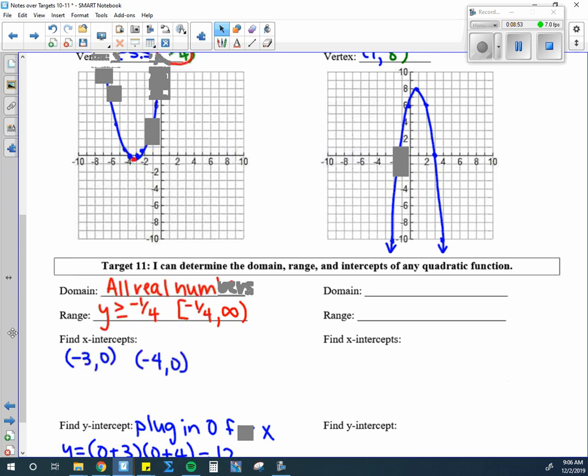So if we look at our graph, you can see even though my graph is facing downward instead of upward like the first one was, my domain is still all real numbers because as my graph goes down forever, it also goes left and right forever. So I cover all x values.